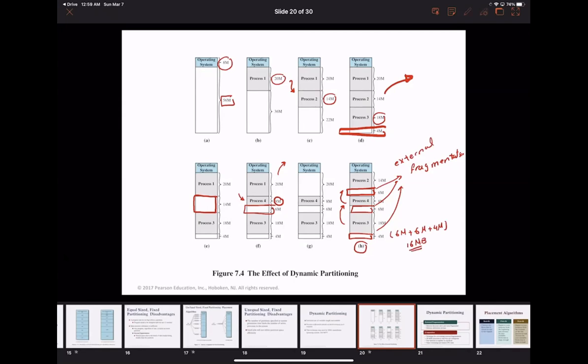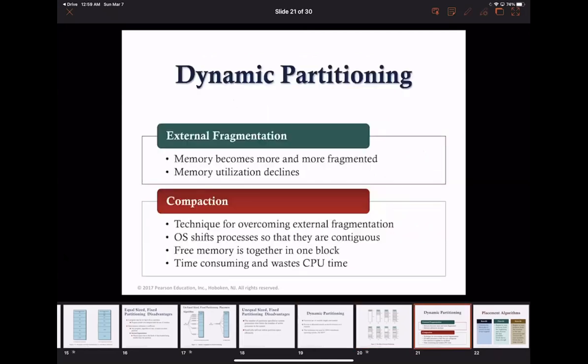So compaction is all about shifting processes so they are in one sequence or in a serial location. This may be sufficient to load an additional process. However, the difficulty with compaction is that it is a time-consuming procedure and wasteful of processor time, because every time this has to be done to guarantee that we have bigger fragments. This is a time-consuming process.